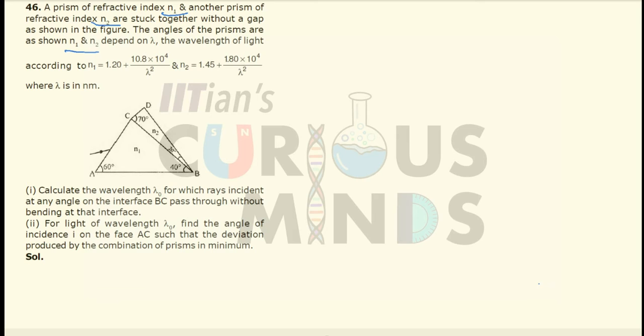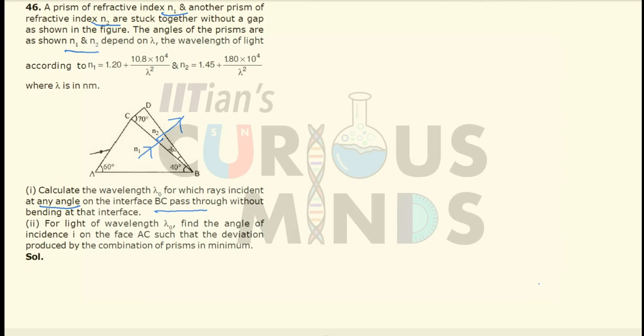Now it is given that if I consider the CB interface, the ray passes somewhat like this and it will pass undeviated. Suppose the angle of incidence is 0, so the angle of refraction will also be 0, so the ray will not bend, that is the deviation will be equal to 0. But this is a special case. Now it is very much specified that it passes through the interface BC at any angle such that there is no deviation. It means that for any angle there is no deviation over here.